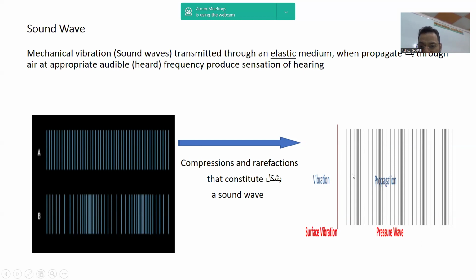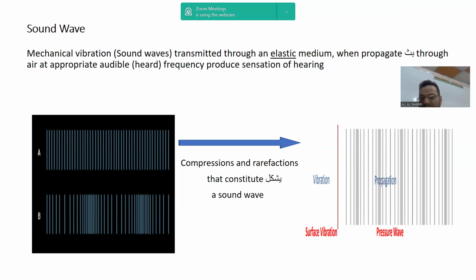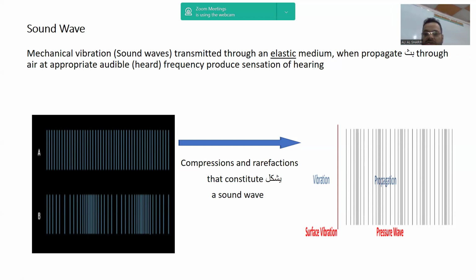Here we have some distance between the sound waves, but the situation here is different. Why? Because the distance between these few sound waves is smaller than the previous. That means we have mechanical vibration, sound waves transmitted through an elastic medium. Like I said before, this medium can be gas, liquid, solid. When it propagates through air at an appropriate hearing frequency, it produces the sensation of hearing.